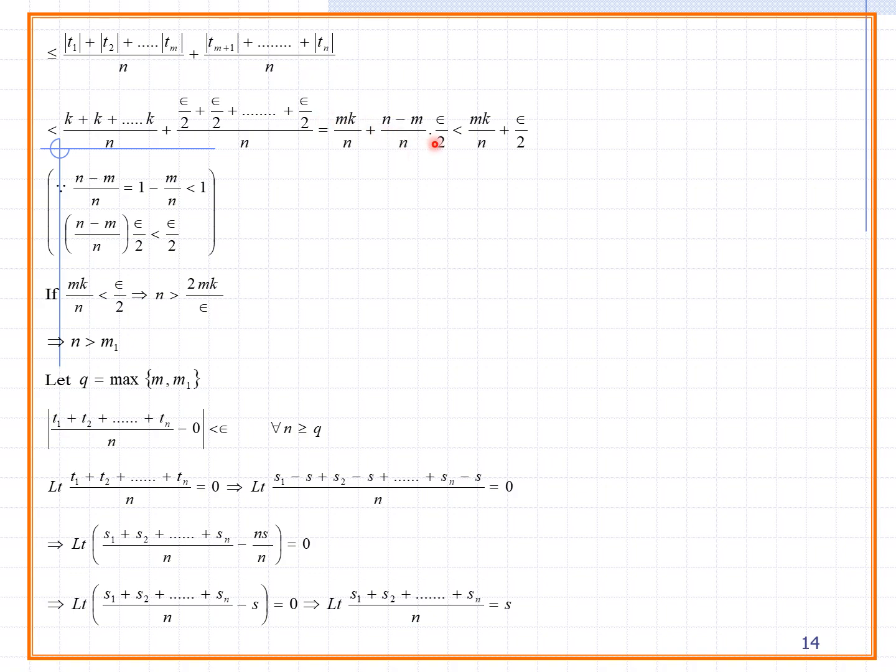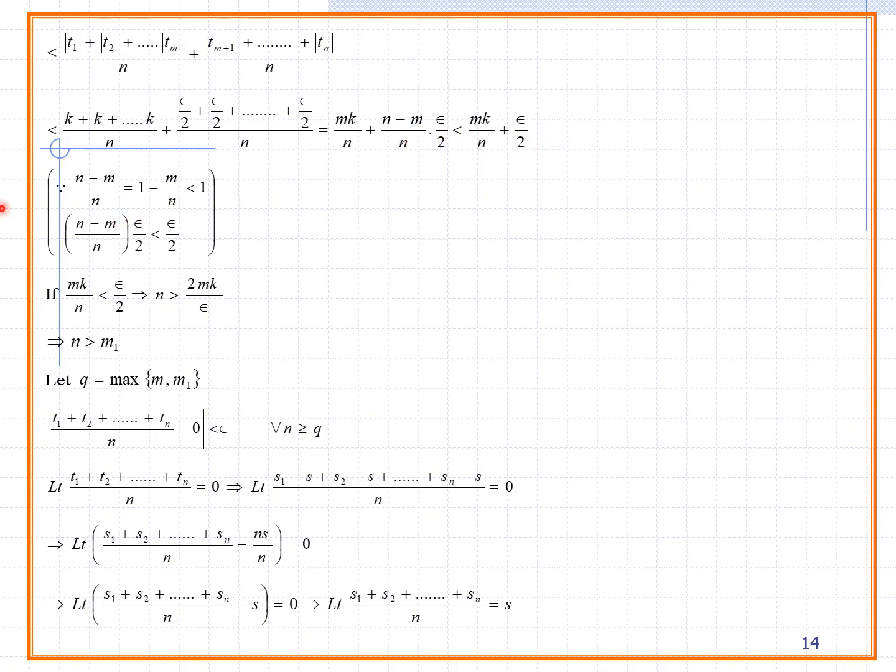Simply, for example, if the total is 100 chocolates and you remove 50, it looks like n minus m. Like that. So after that it is less than mk by n plus, and this value is epsilon by 2.